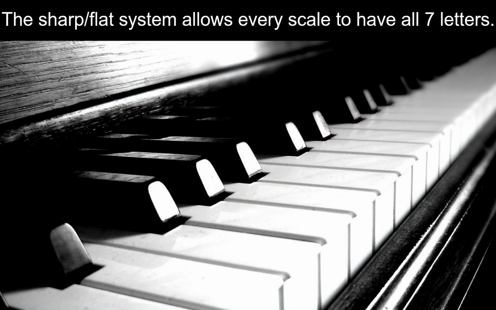But there is another, deeper reason underlying the sharp-flat naming system. It was created so that every scale contains all 7 letters. Why? Because as far back as ancient Mesopotamia, 7 was considered a magical number. Here's how the sharp-flat naming system does this.